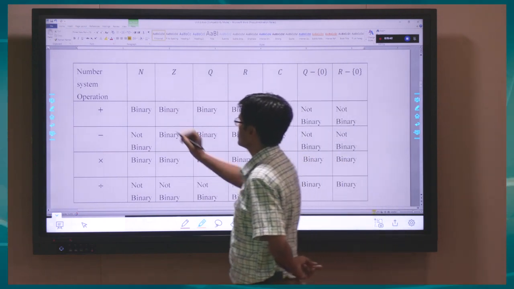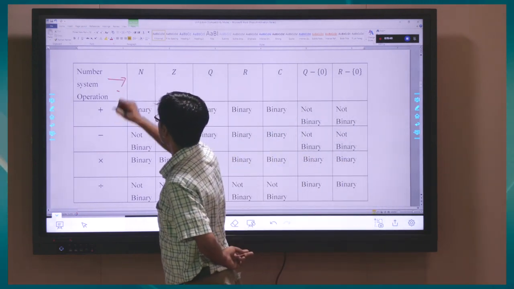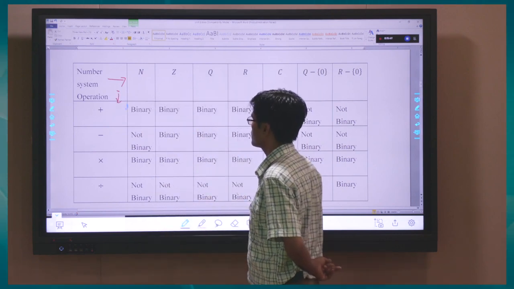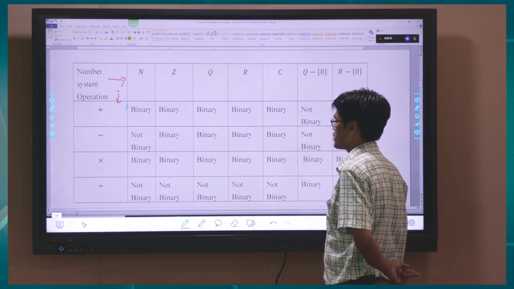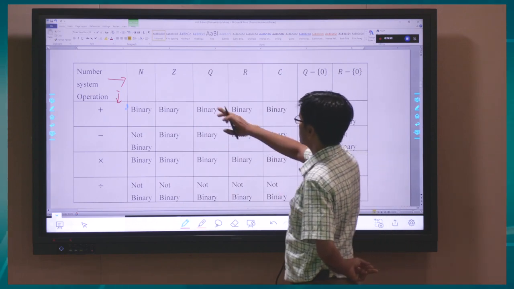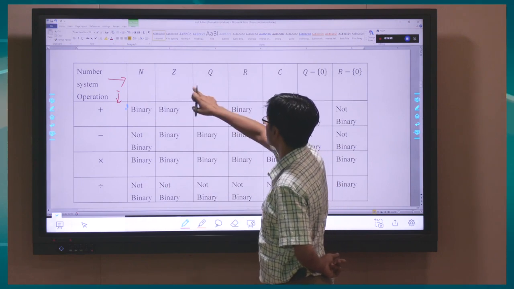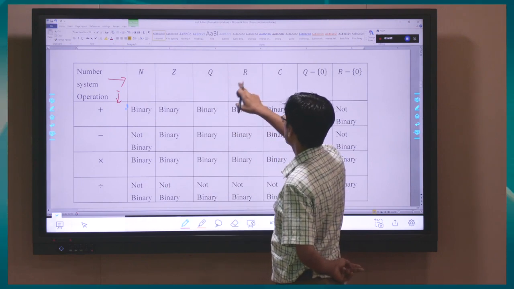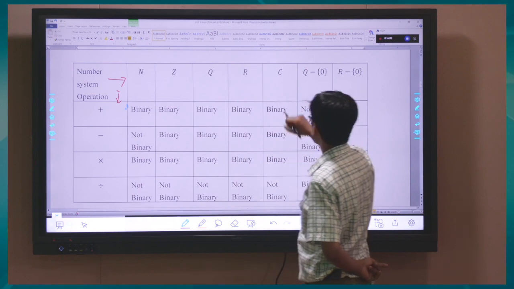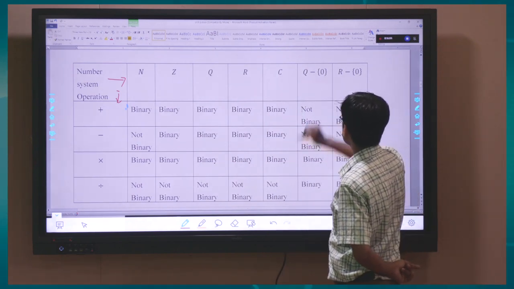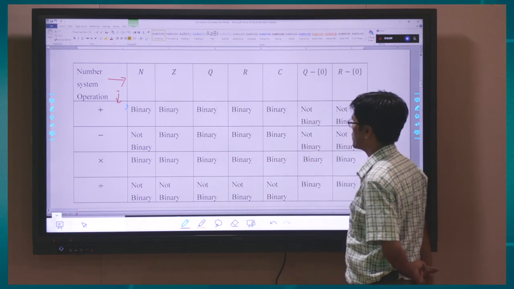Here in this direction there are number systems, and in this direction there are operations. There are four operations: addition, subtraction, multiplication and division. And here we consider these number systems: natural numbers N, the set of integers Z, rational numbers Q, real numbers R, complex numbers C, and the non-zero rational numbers and non-zero real numbers.